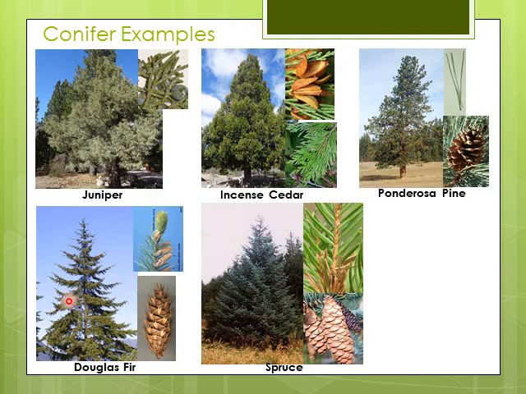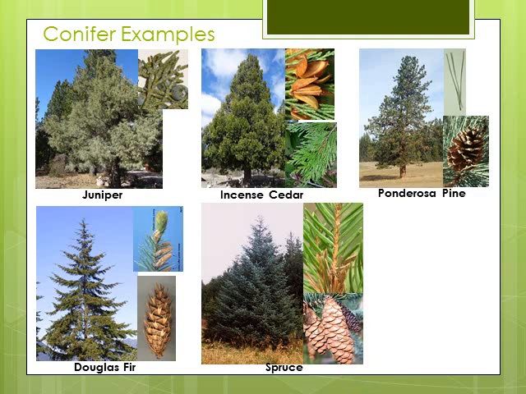Next we have the firs, and Douglas fir is not one of the true firs, but it does have the short needles like a true fir. So most of the firs have a little bit shorter needles than pines, but still you can definitely tell it's a needle and not a scale-like leaf. And then the spruces also have sort of shorter needles and woody cones.